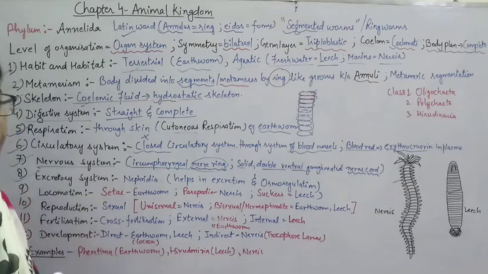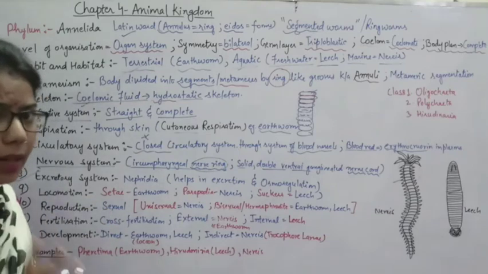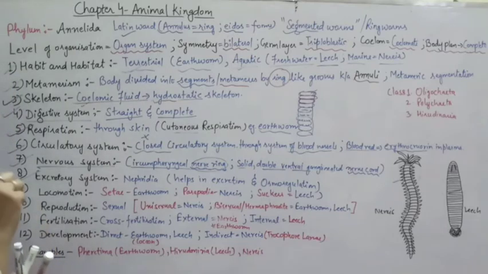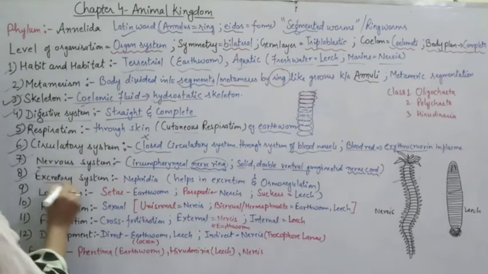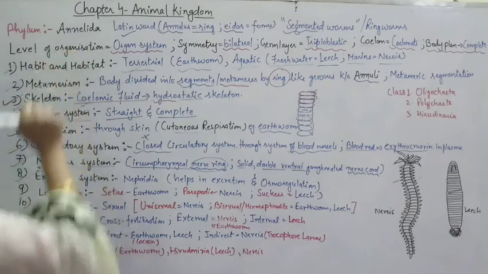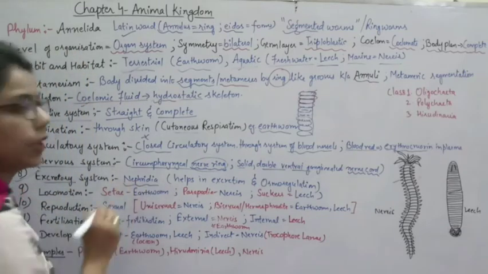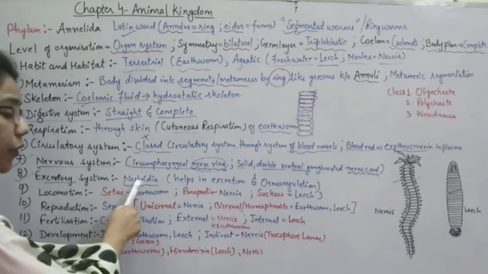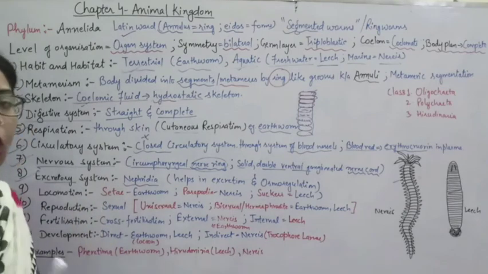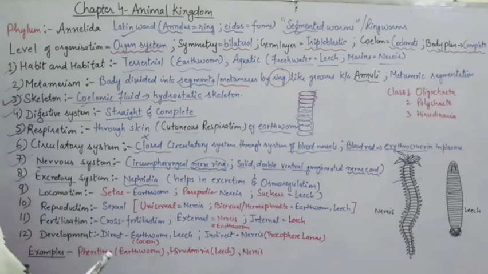Okay, from where? From the Platyhelminthes and from the Aschelminthes. If you recall the excretory organ, here in case of Annelida, what will be the excretory organ? Nephridia. Okay, these nephridia are present in each segment of the body of an animal, right?